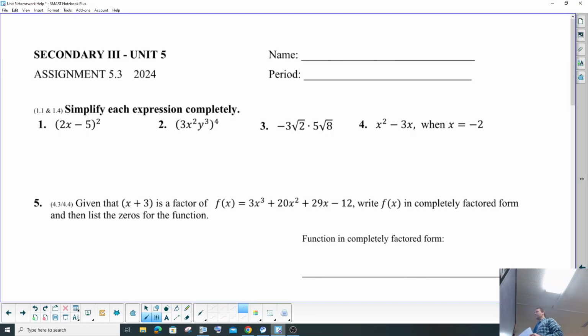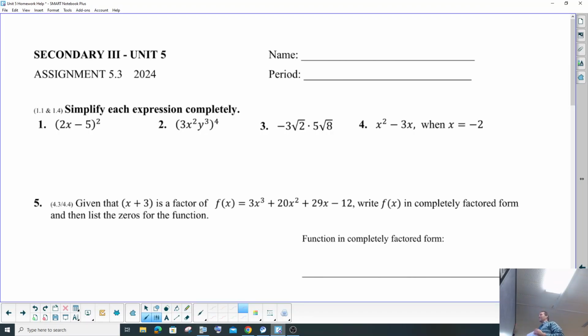5.3. Halloween's over, but I still got little candies. Whoa, do you want a kiss? A chocolate kiss? Whoa, yeah, Hershey's chocolate kisses are so tasty. All right. So which one are you working on there?